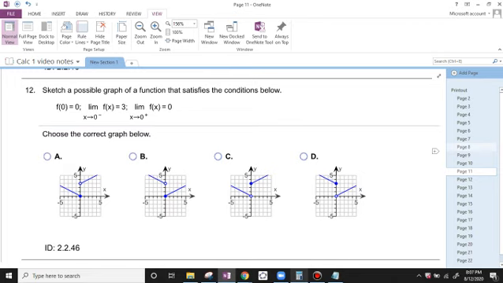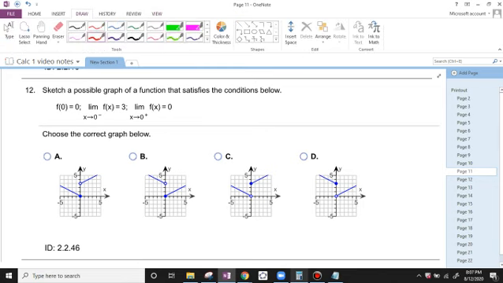12. Sketch a possible graph of a function that satisfies the following conditions. F of 0 is 0. The limit as x goes to 0 from the left is 3. The limit as x goes to 0 from the right is 0. Let's just go ahead and translate. This means that it goes to the point 0, 0. This thing needs to go through the origin. Great. So the origin needs to be colored in as a blue circle. And that means that this one is out and this one is out because the blue dot is not at 0, 0. This just means the blue dot has to be at 0, 0.